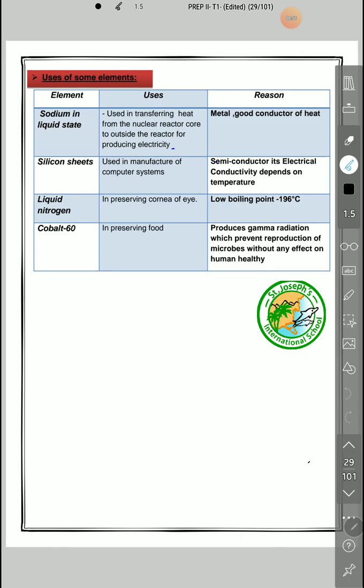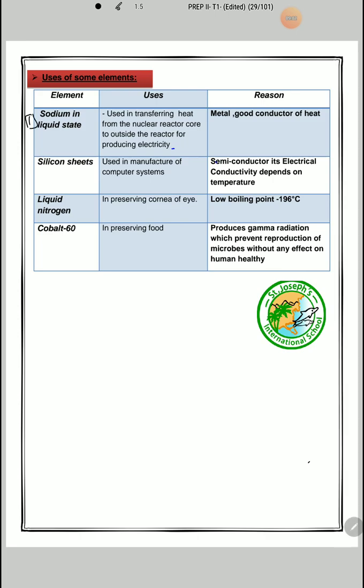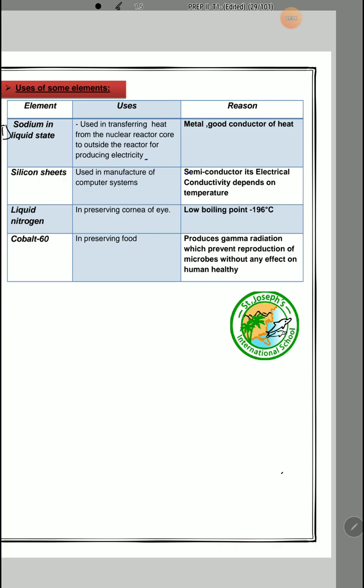Last part of our lesson is the uses of some elements. First, sodium in the liquid state. It is used to transfer the heat from inside of the nuclear reactor to outside, in order to produce electricity.